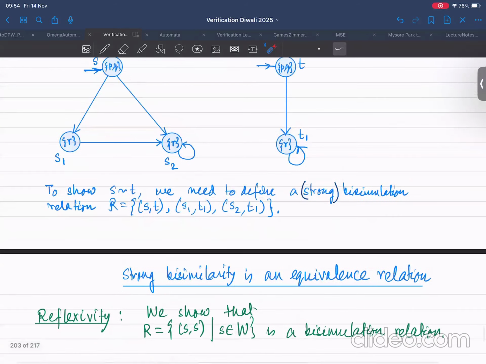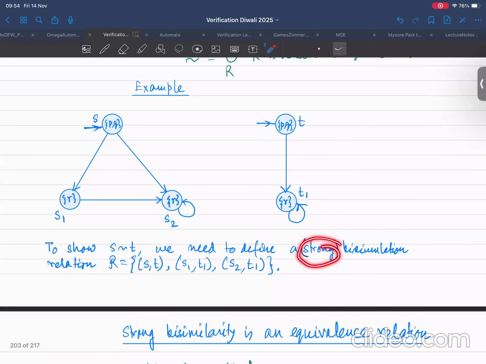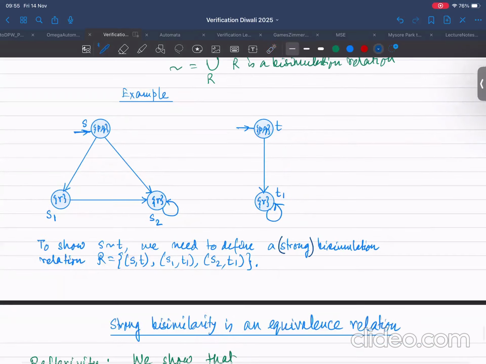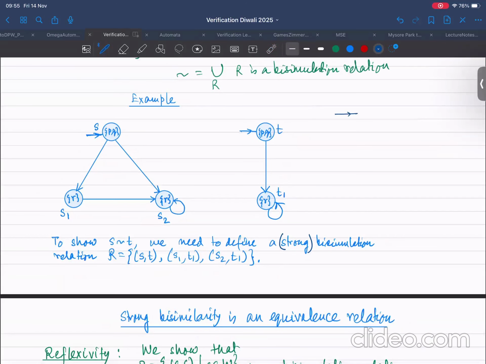Good. Now what is the notion of a strong bisimulation relation? If I'm talking about something strong, then there must be a notion of weak. The idea of a weak bisimulation relation makes more sense when, in Kripke structures also, sometimes there are invisible transitions, or states where there is a notion of observation.